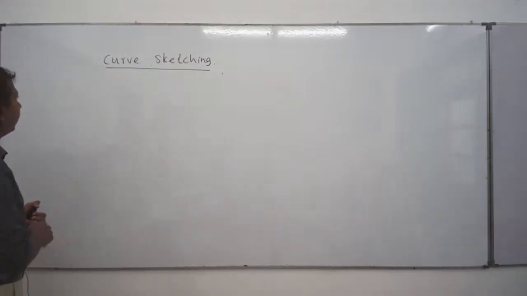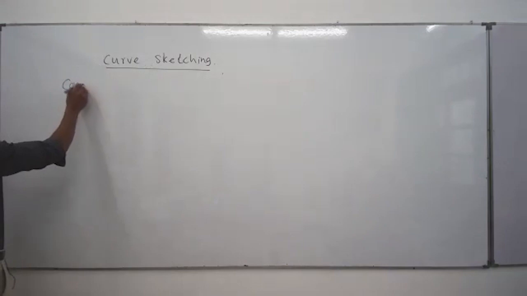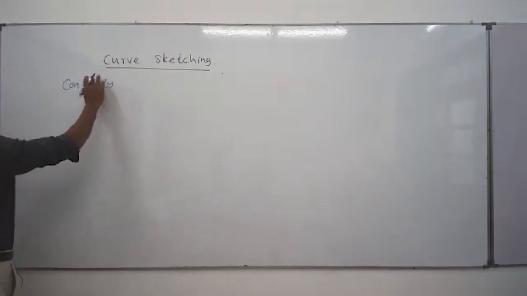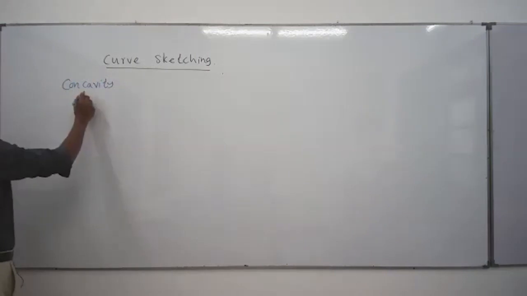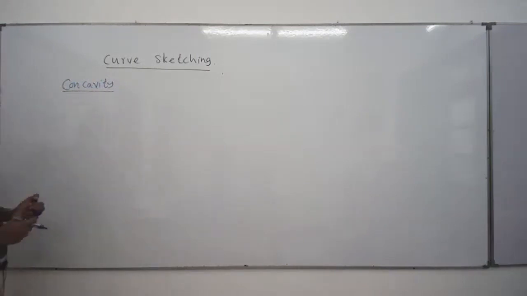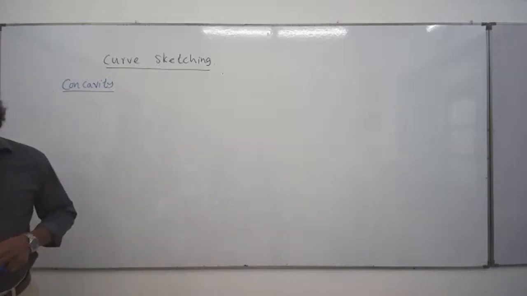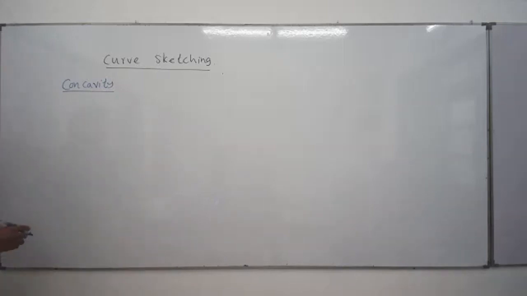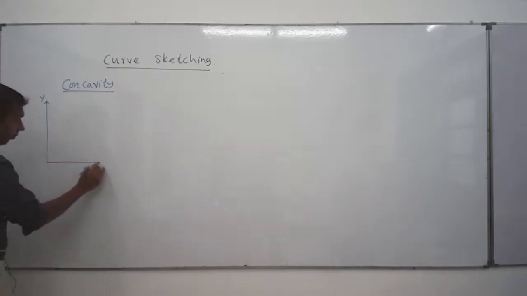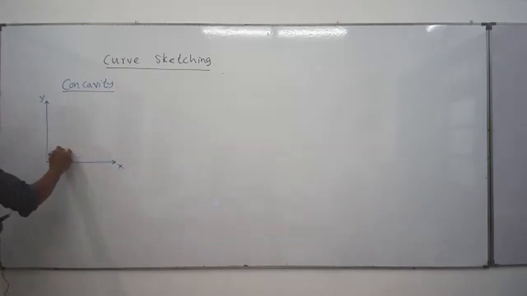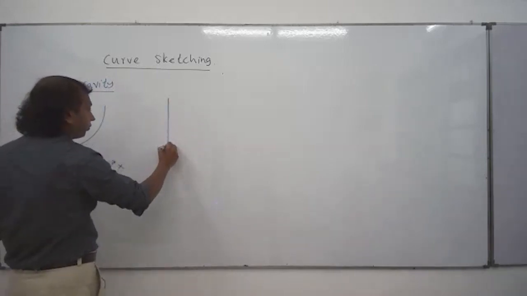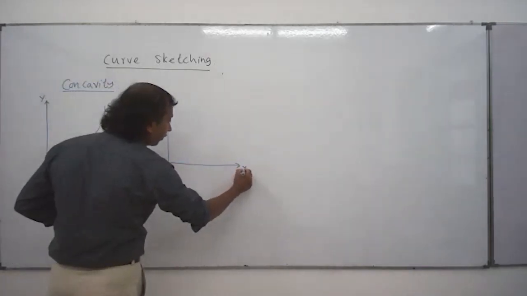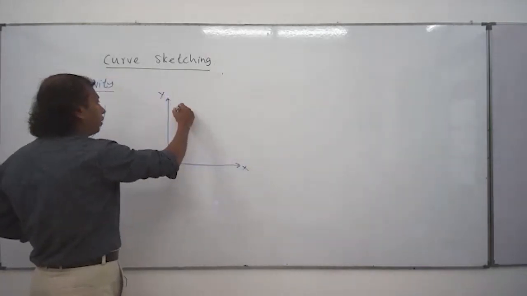Write down a subheading as concavity. Concavity. Now I'll consider a graph. This is our y-axis. This is our x-axis. Now consider a graph like this, or another graph like this. This is the x-axis, this is the y-axis. The graph is this now.